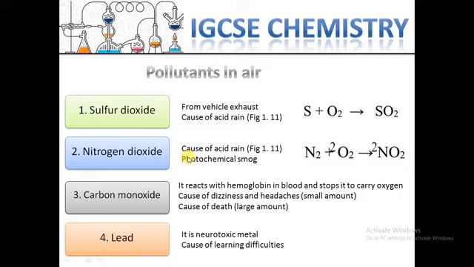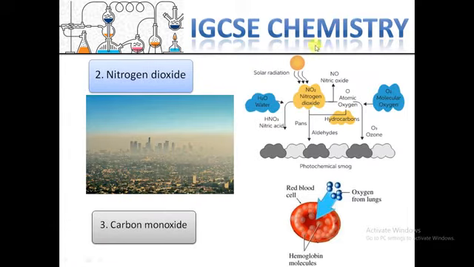Nitrogen dioxide is also a cause of acid rain, and also a cause of photochemical smoke. Photochemical smoke is the reaction when there is nitrogen monoxide in the atmosphere. These gases are able to react with the solar radiation from the sun. When they receive heat or radiation from the sun, then after the reaction, there will be photochemical smoke.